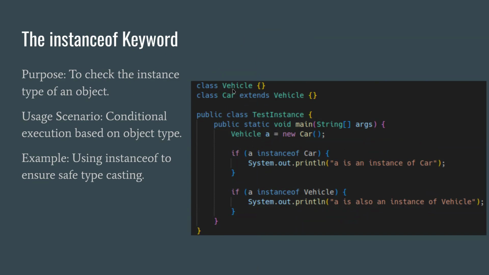We have this example with two classes. One is a vehicle, and one is a subclass of vehicle, which is a car. When we construct a new car and assign it to a vehicle variable, we can check whether this object is an instance of car or an instance of vehicle.